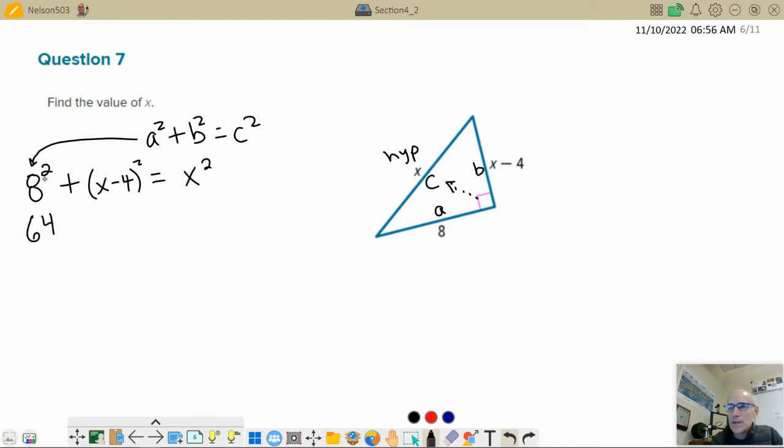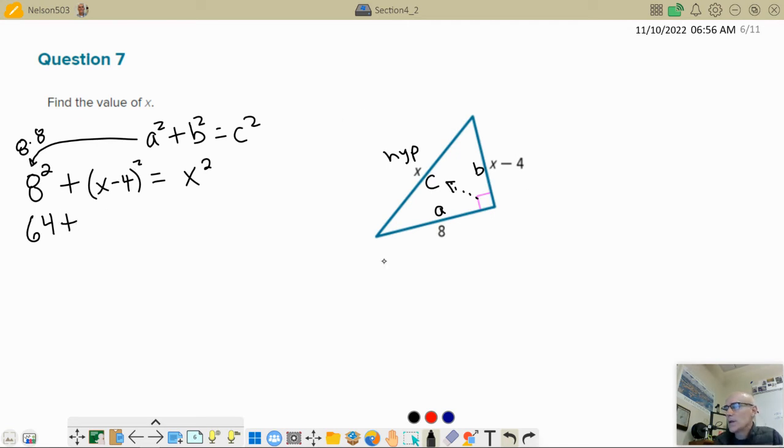Now, let's see, 64, that one is pretty easy. 8 times 8, right? That's what 8 squared means. 8 times 8. Don't mean to insult your intelligence, but sometimes people think, well, shoot, what does that mean again? Or it looks complicated, but it's as simple as 8 times 8, right? And then x minus 4 squared is the same thing.